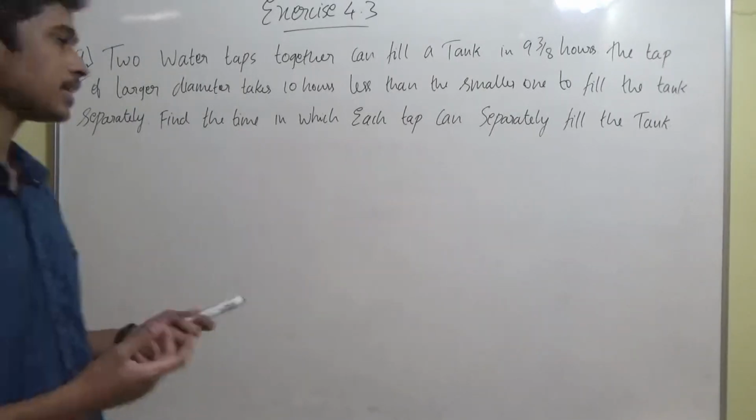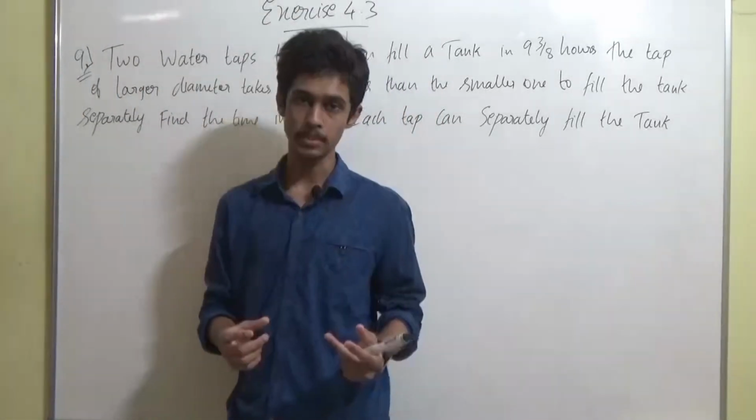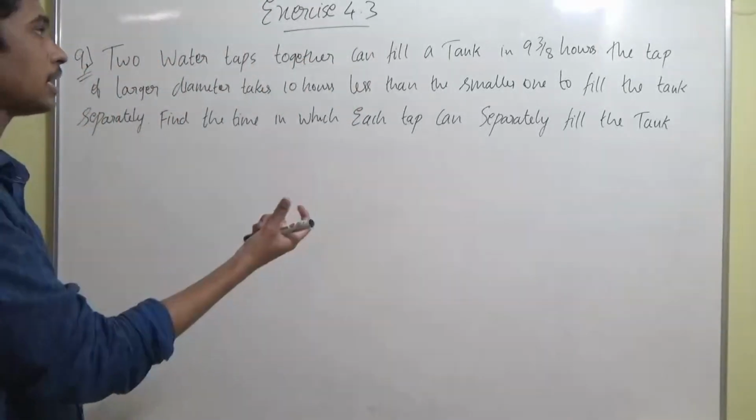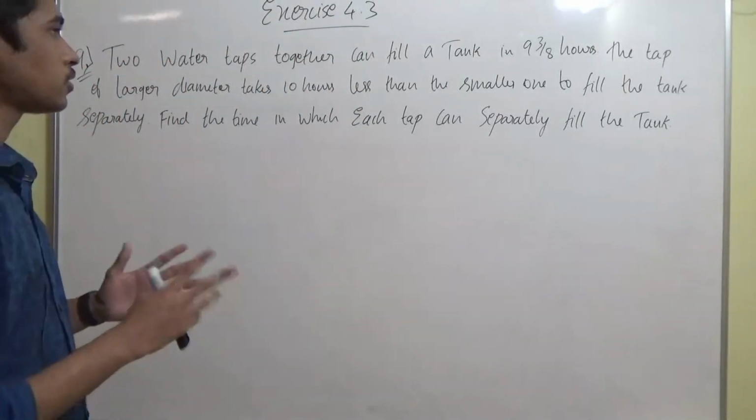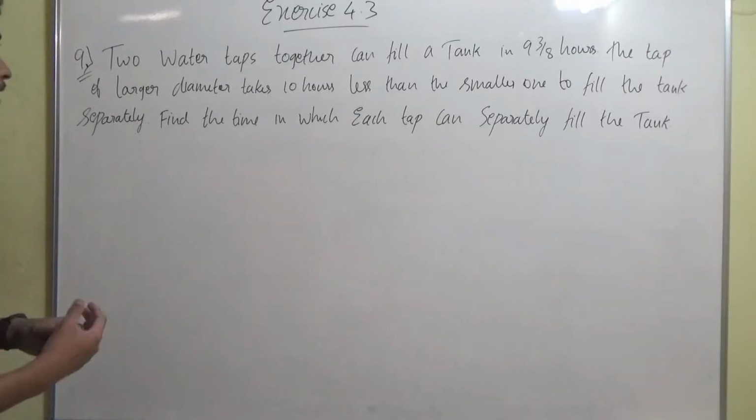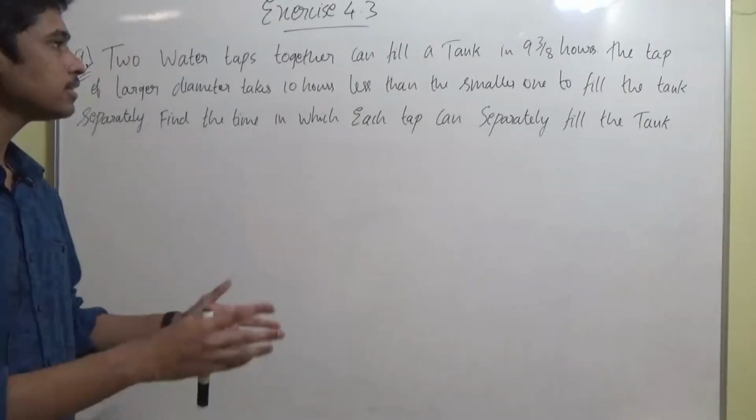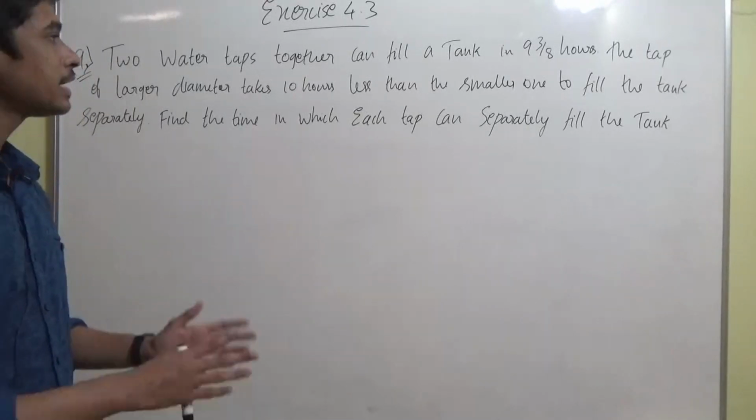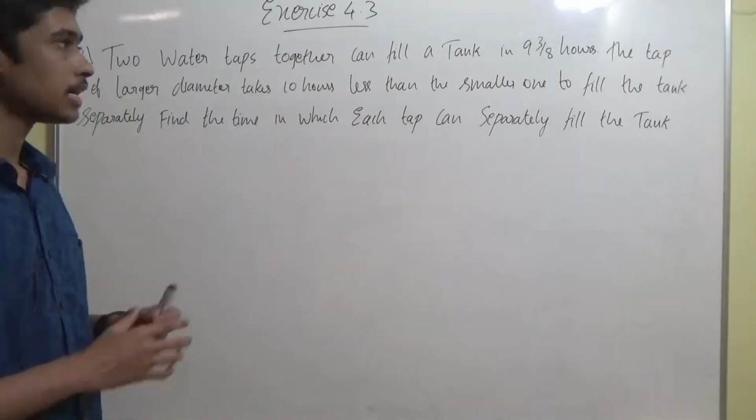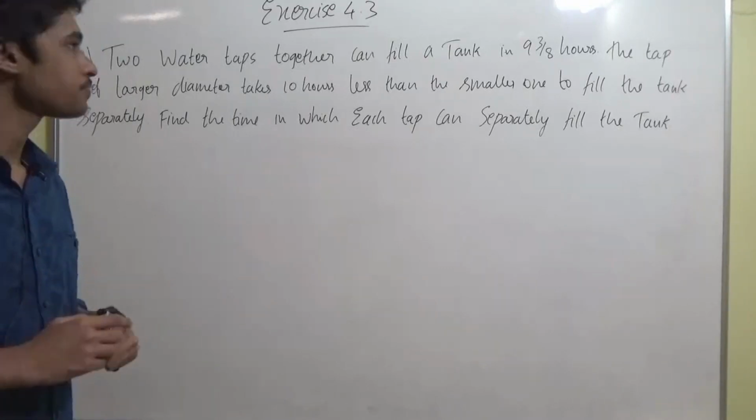Okay guys, the question says there is one tank and there are two pipes. Getting it? There are two taps of different diameters. One has a larger diameter and one has a smaller diameter. And if both of them are open together and a tank is kept below it, it takes 9 3 by 8 hours to fill that entire tank if you leave it open.